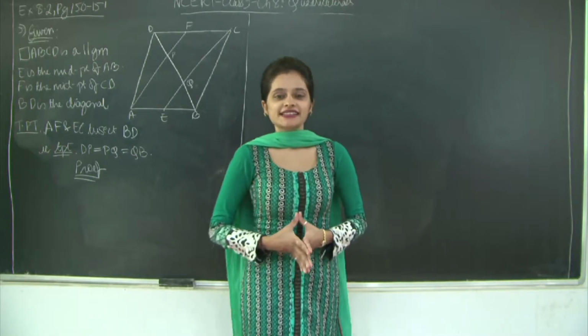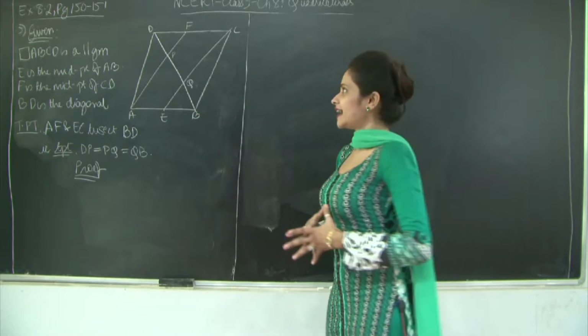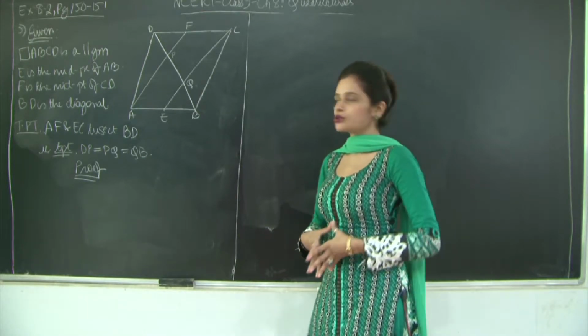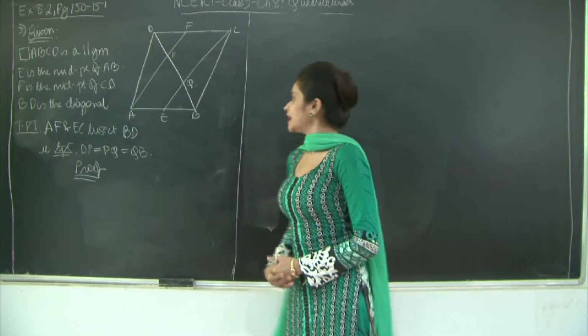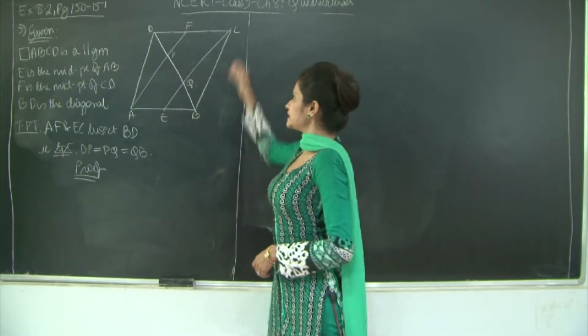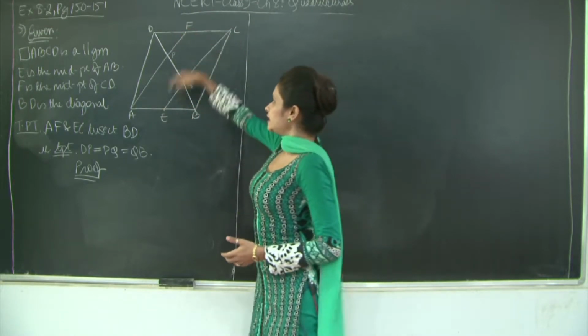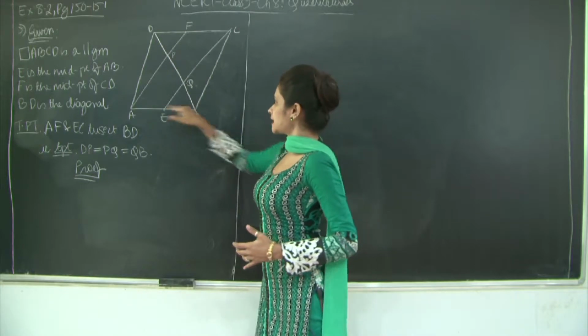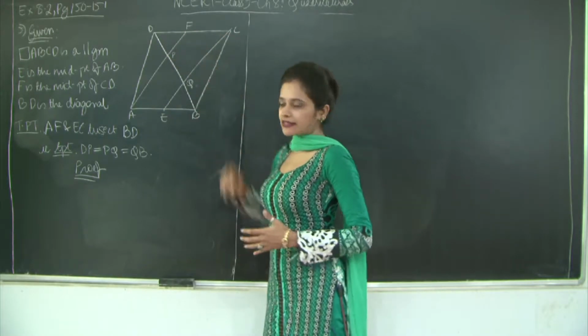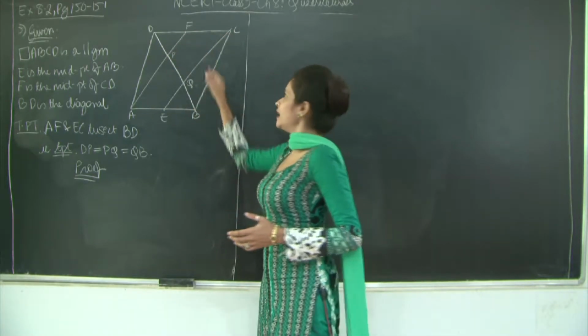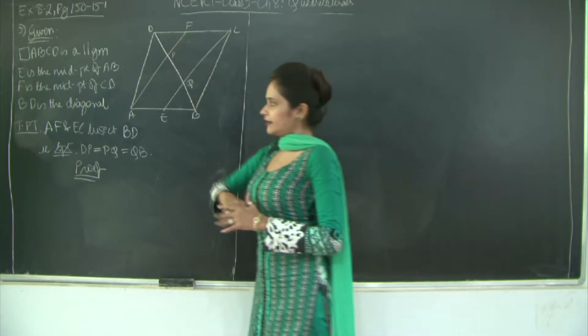Hello students, let us continue with chapter 8 quadrilaterals, exercise 8.2 on pages 150 to 151, question number 5. It's been given that quadrilateral ABCD is a parallelogram wherein E and F are the midpoints of sides AB and CD respectively. That means AE is equal to EB and CF is equal to FD.